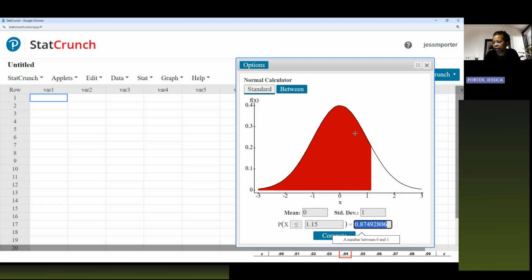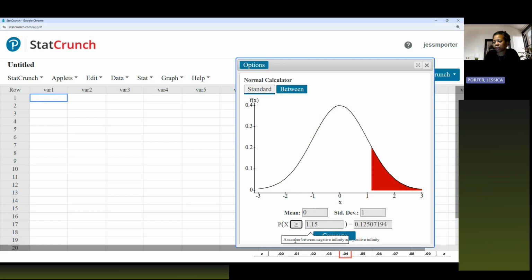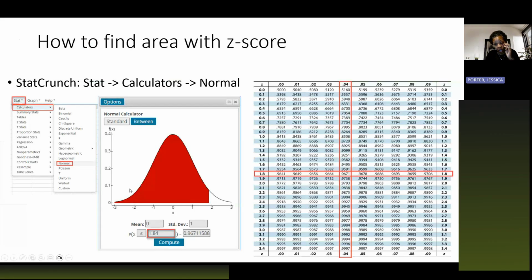You hit enter, and you get this area, that area to the left. Real quick, while we're in here, if I wanted the area to the right of this z-score, I would just flip my inequality to the other side, and that's the area to the right. You could also have found that by going 1 minus 0.8749 to get 0.1251. So, stat, calculators, normal for StatCrunch.